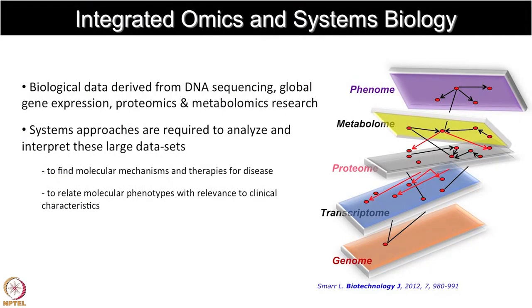The complex data sets which we are obtaining from different technologies, different platforms, different omics levels, we have to provide a much more comprehensive view of what is the meaning of this data set. And that is where systems biology and integrated omics analysis have really started leading the path of this whole field, and these systems approaches are really required to analyze and interpret these large data sets, which will eventually help us to find the mechanisms of different diseases, mechanisms of different complex biological problems, and various therapies for diseases. It may also help us to relate the different phenotypes and what could be the relevance to the clinical characteristics if we are looking at more medical issues.